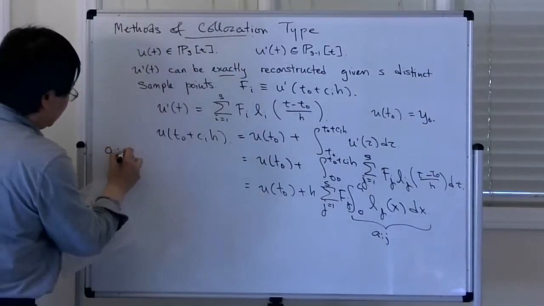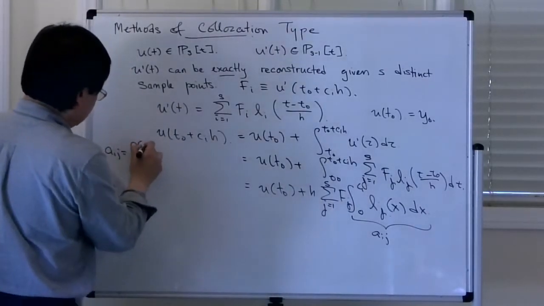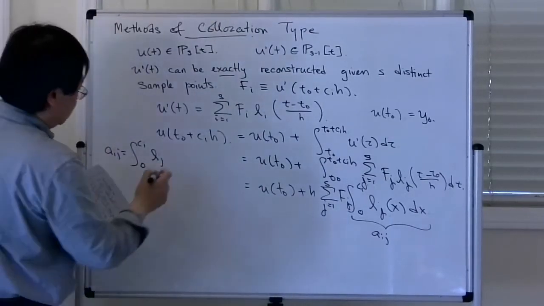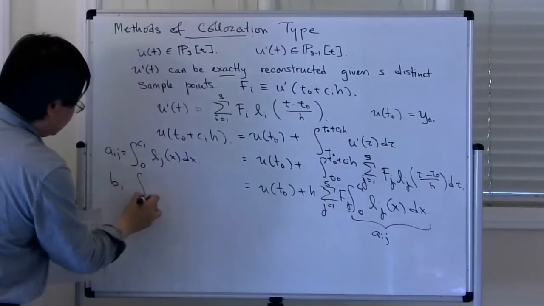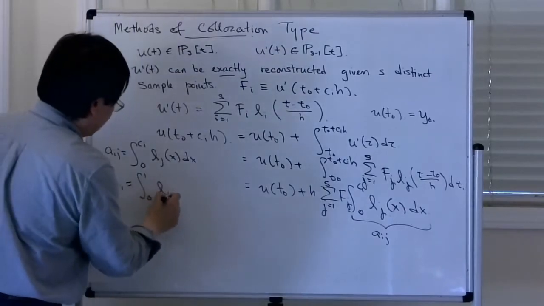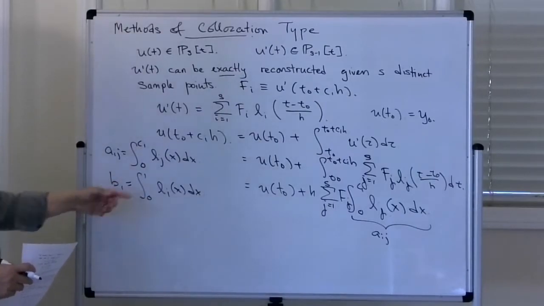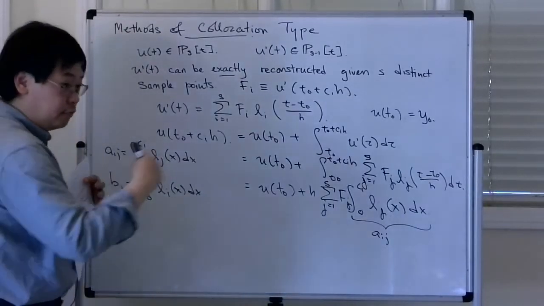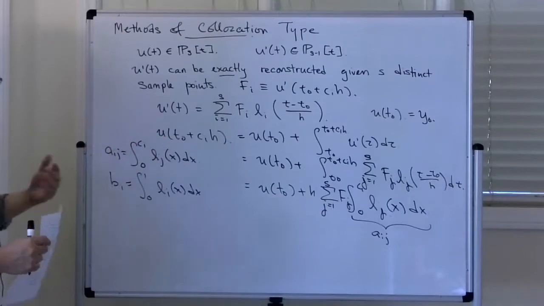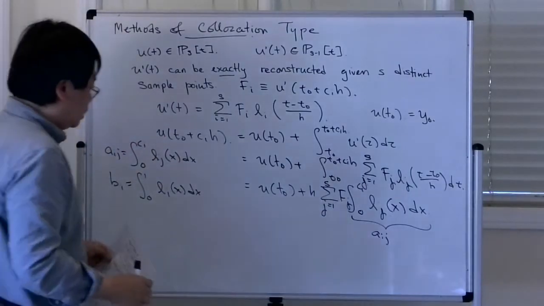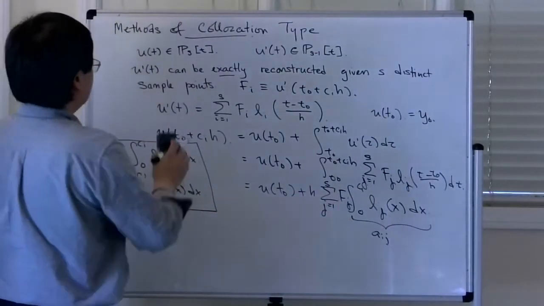Okay, so let's try to write this. You're going to have aij being the integral from 0 to ci of the jth Lagrange polynomial, and then the bi's are the integral from 0 to 1 of the ith Lagrange polynomial. And this is consistent with the idea that the bi's correspond to the quadrature weights where you've taken a full step of length h in order to get the approximation of the solution at the new time. Let's just keep this here for now and see what happens.